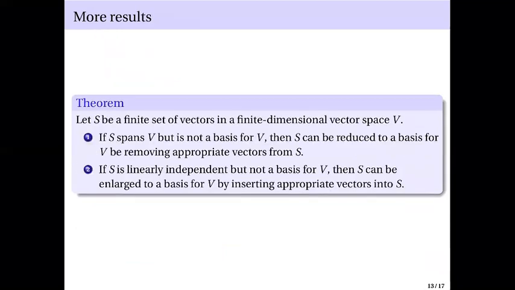Next theorem here. Let S be a finite set of vectors in a finite dimensional vector space. If S spans V, but is not a basis for V, then S can be reduced to a basis for V by removing appropriate vectors from S. And then the second, if S is linearly independent but not a basis for V, then S can be enlarged to a basis for V by inserting appropriate vectors into S. Okay? So what does this mean?